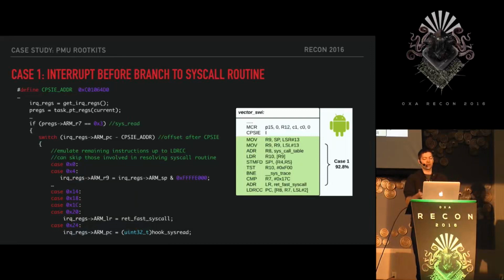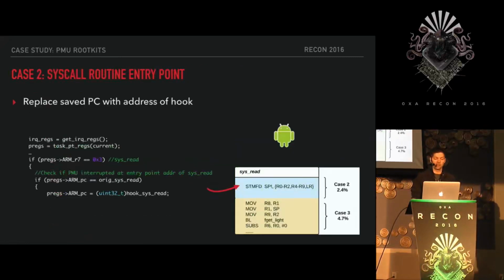But we can ignore every instruction that's dealing with resolving the syscall routine's address from the syscall table lookup, because we're going to be taking care of that. We just apply whatever this code's doing towards the saved registers, and then at the end, we can set the link register and set the program counter to our hook. So that's sort of an easier case.